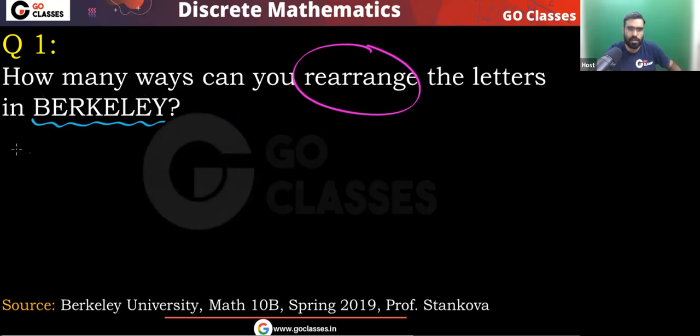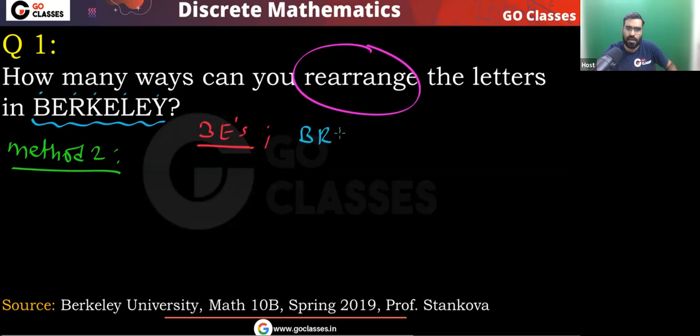Or what is method number 2? That is very easy, and that is interesting. In this word, you can see there are a total of 3 E's. All the remaining letters are unique. You can see B, R, K, L, Y. So this is method number 2. What is method number 2?